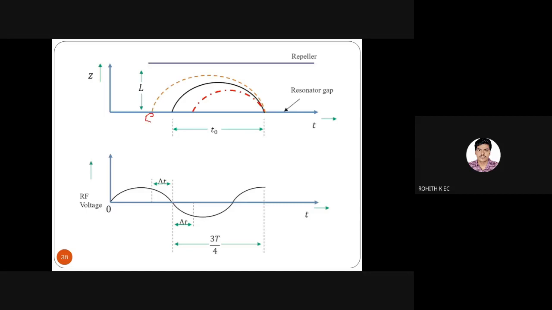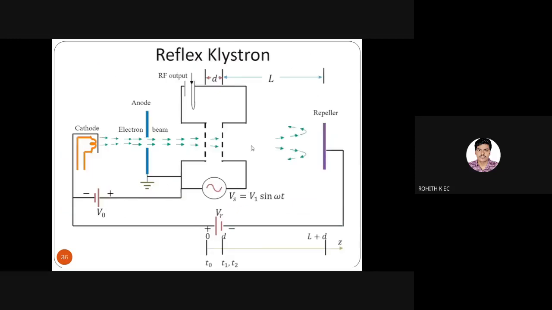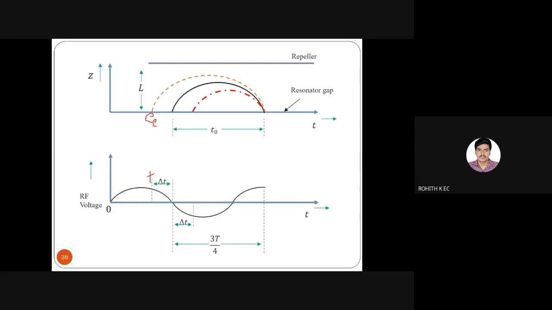This is the early electron. The early electrons are the group of electrons that is coming out when the RF voltage is positive. So these electrons will move further in the cavity and then they will encounter repulsion and then it will come back to the cavity. So this takes much greater time because it is going near the repeller and then it is coming back. So it takes much greater time.